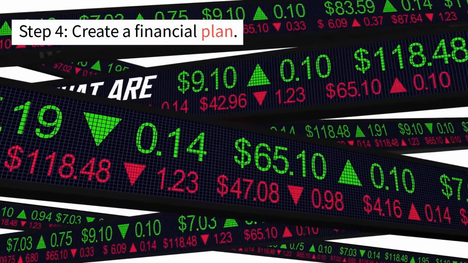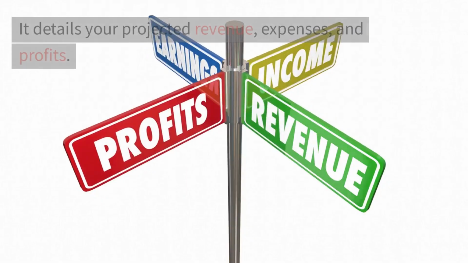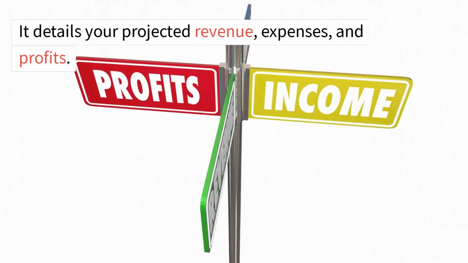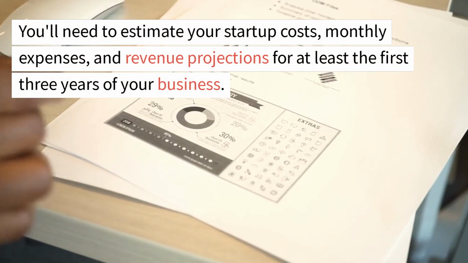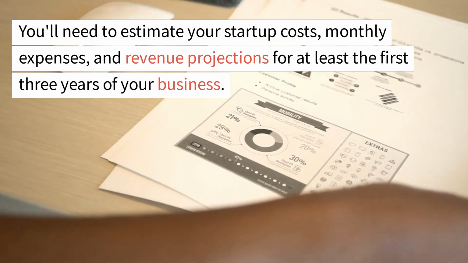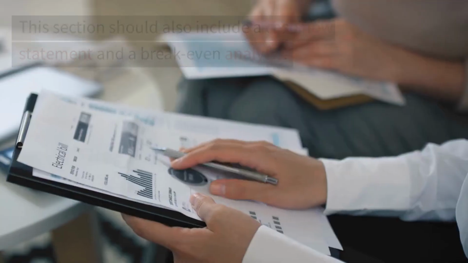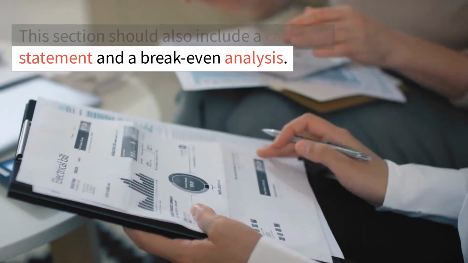Step 4. Create a financial plan. A financial plan is another important part of your business plan. It details your projected revenue, expenses, and profits. You'll need to estimate your startup costs, monthly expenses, and revenue projections for at least the first 3 years of your business. This section should also include a cash flow statement and a break-even analysis.